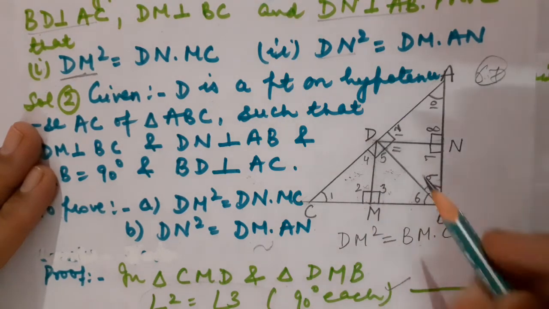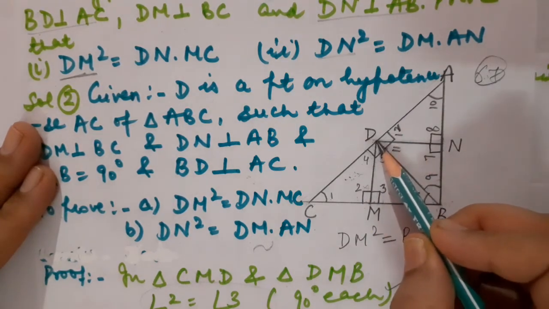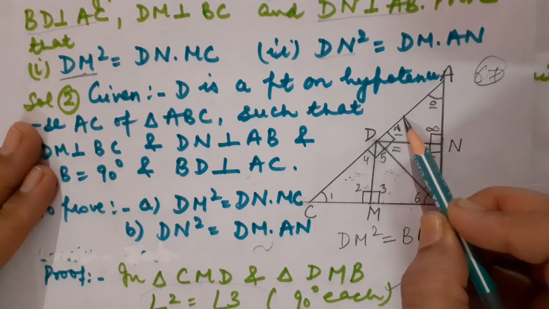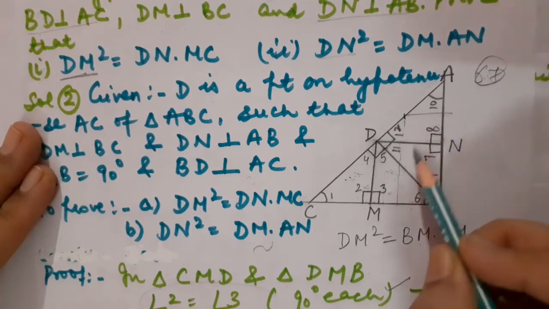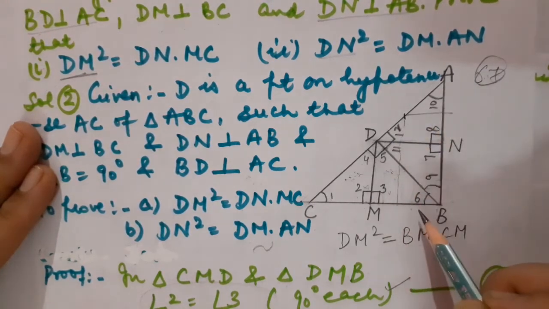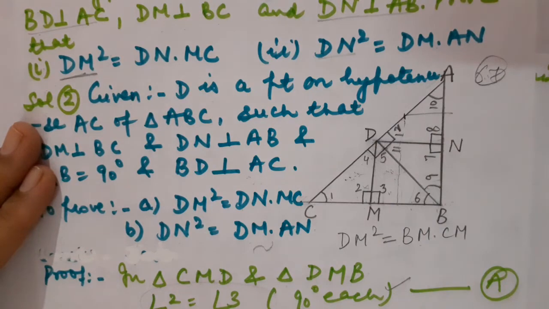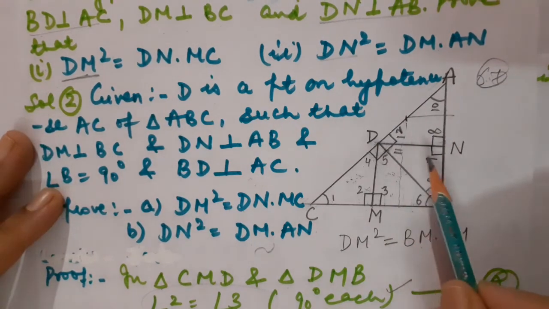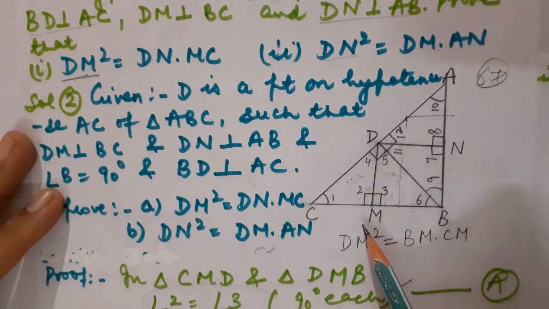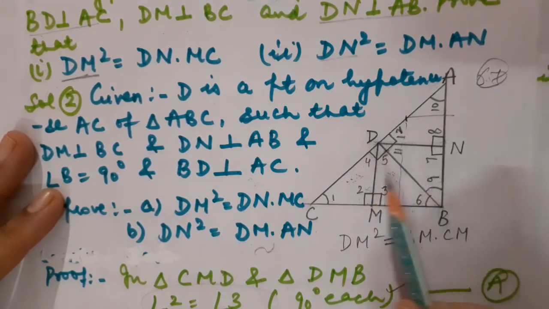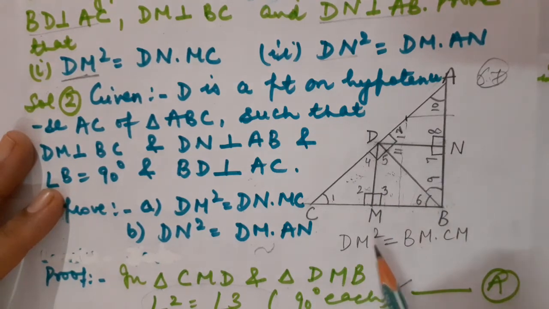Fine. Here, it is not essential that I take the point D here. I could take it here also. For example, if I was going to take it here, then definitely it would actually show the figure of a rectangle. Yes or no? Fine. Okay. So as now M, B and D has become a rectangle, can I say that the opposite sides will be equal in length? Of course. So we have proved that DM square is equal to BM into CM.